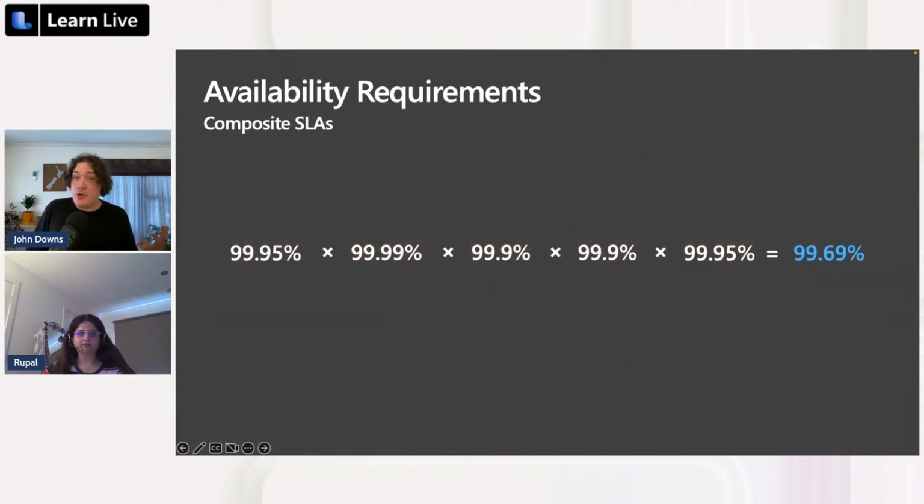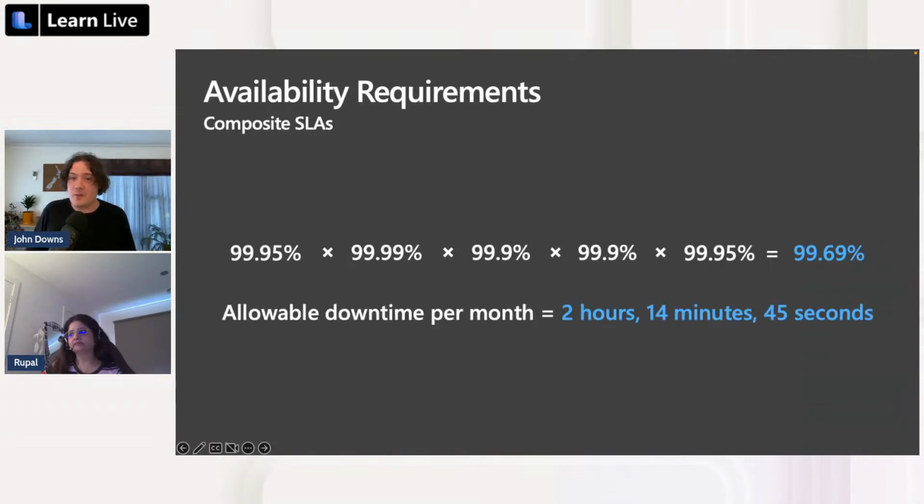When your solution composes multiple Azure services together, and depends on each of those services, then you effectively multiply all of those availability percentages together to work out what your solution's composite SLA is. So in this case, the solution has a composite SLA of 99.69%, which translates, according to uptime.is, to about 2 hours of allowable downtime every month.